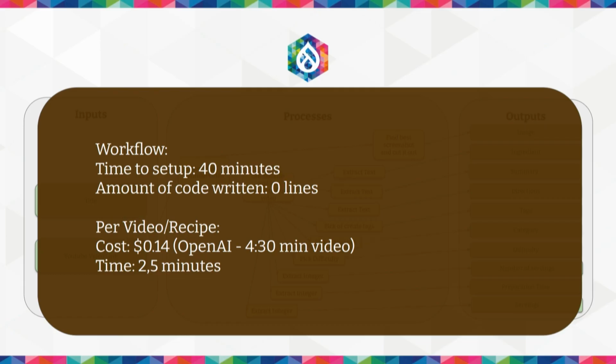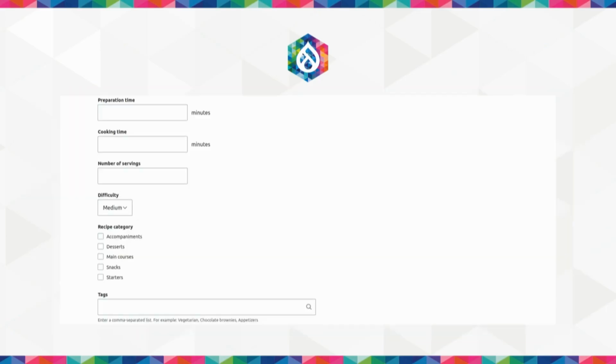Zero lines of code. One video costs 14 cents to run through. So if you have 500 videos, that's $70. So not super expensive. It takes 2.5 minutes because there's a lot of processing, but you can run it in parallel in theory, so you can have it finished quite fast.